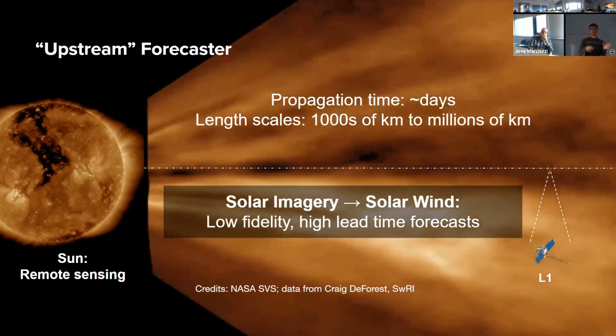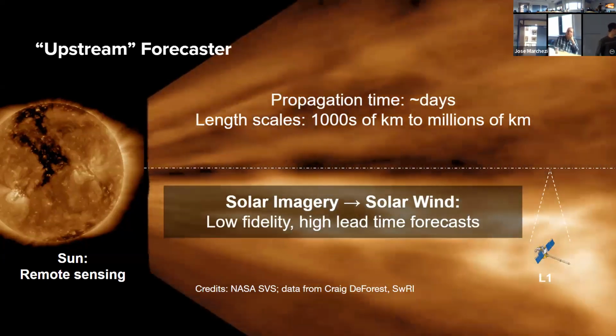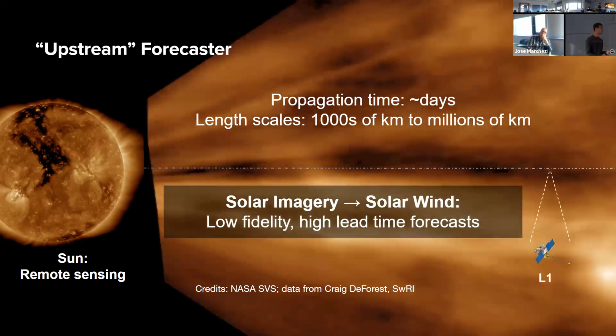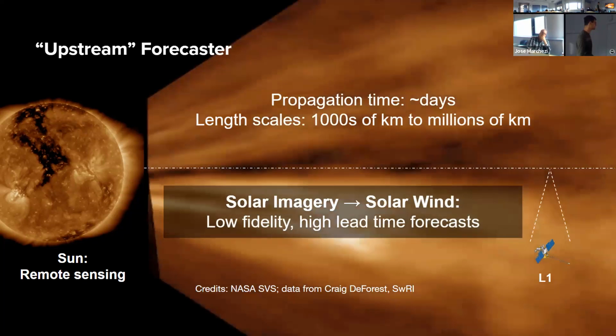Okay, here's an image of the sun. Can you tell me in a few days, when the solar wind from that sun reaches the Lagrange 1 point, what the density is going to be, what the speed is going to be, what the vector magnetic field is going to be, and so on?